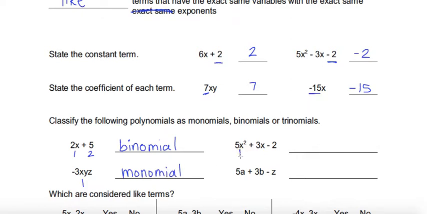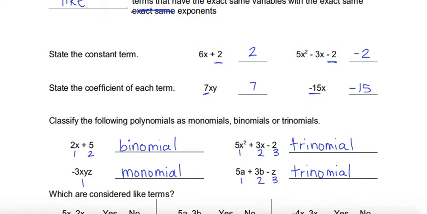The next one has 1, 2, 3 terms, so this is a trinomial. And the last one has 1, 2, 3 terms, so it's also a trinomial. It doesn't matter if these terms are a combination of coefficients and variables or just constants or just variables. If they are separated by a subtraction or an addition sign, then they are going to be a trinomial or a binomial or whatever.